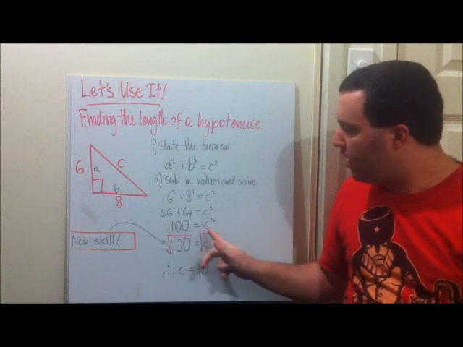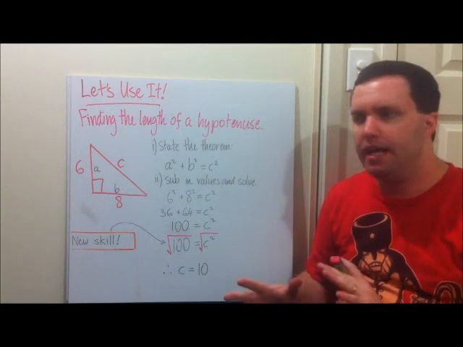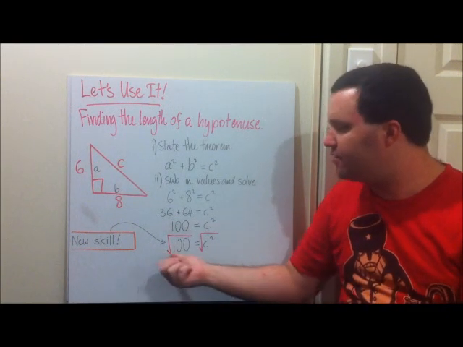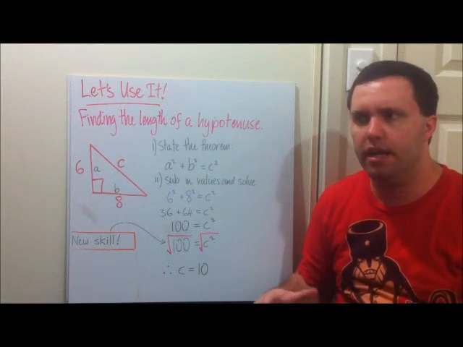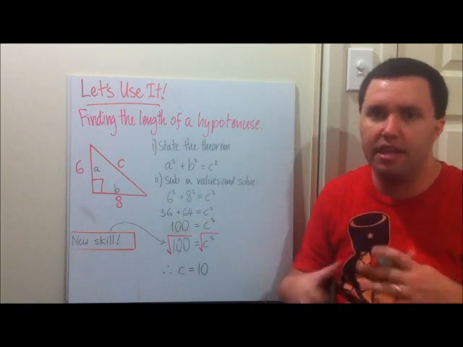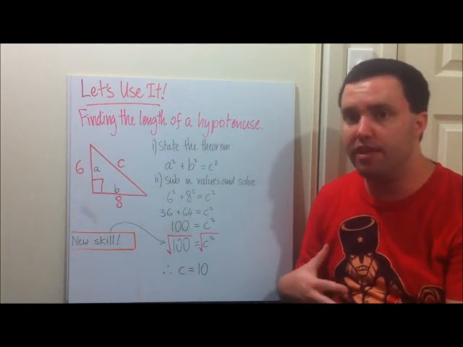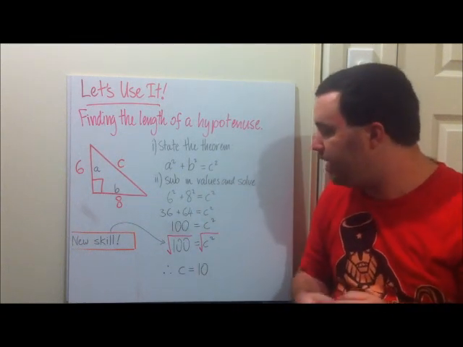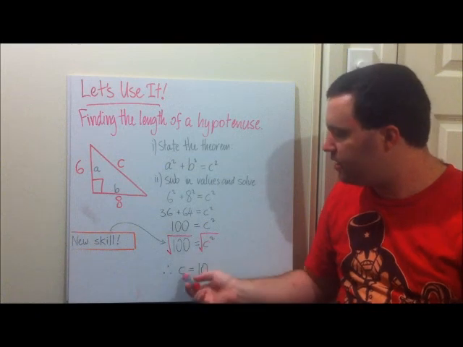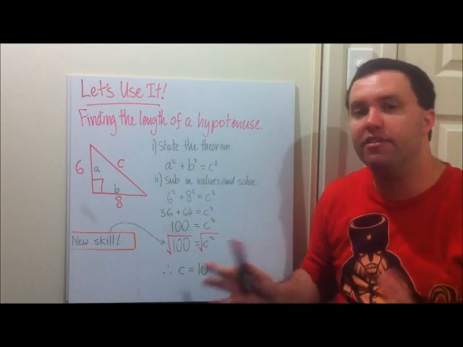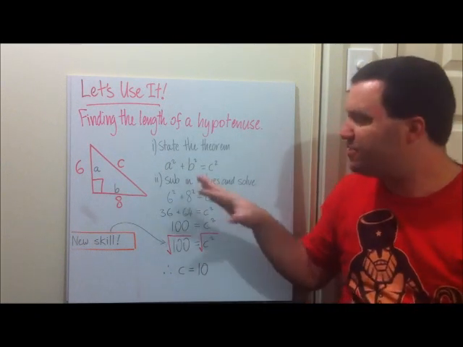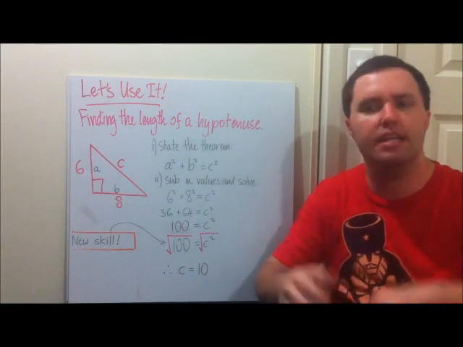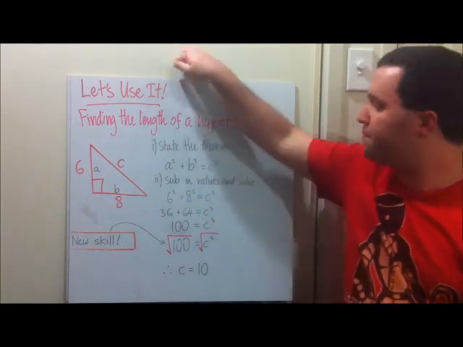Here we go. I want to get the C on its own. To do that, we need to take the square root of both sides. Square root is the opposite, the inverse of taking the square of something, so it kind of takes away the squareness. And we're left with C equals 10, because the square root of 100 is 10. Done. That's really easy, guys. You're just subbing it in, taking the square roots, done.